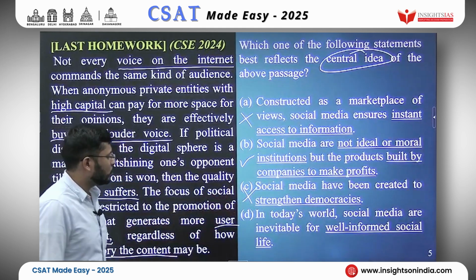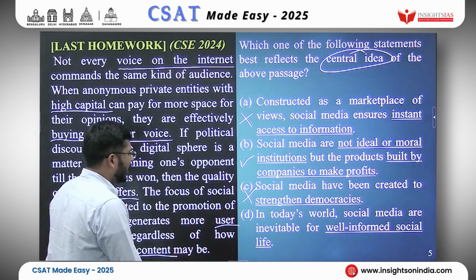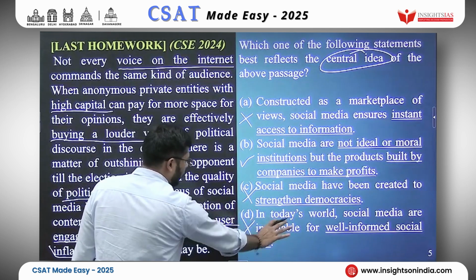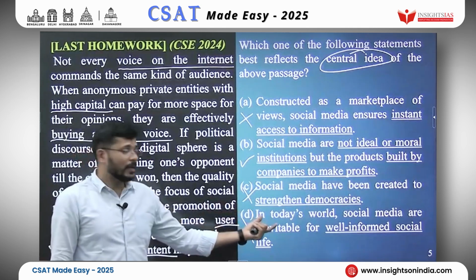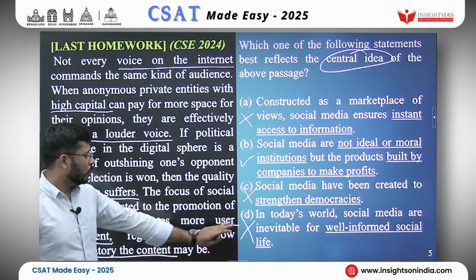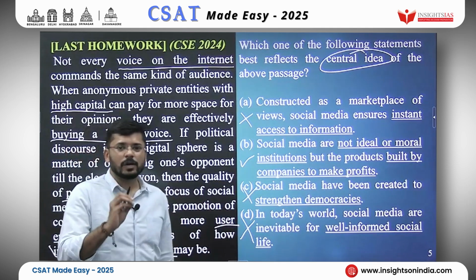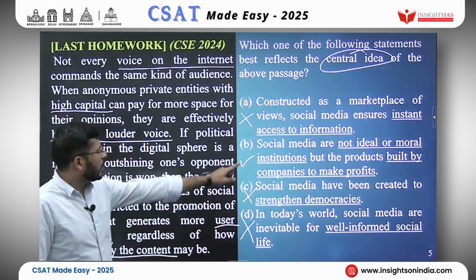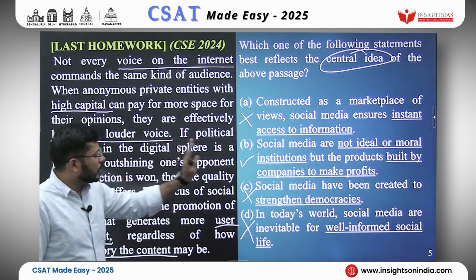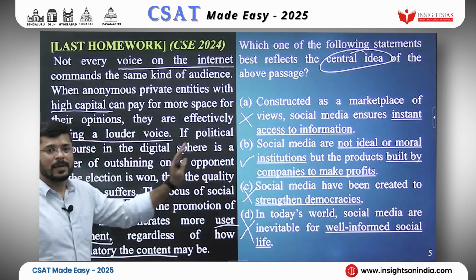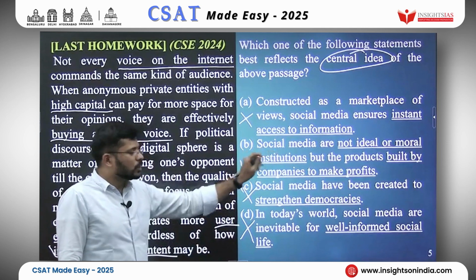Look at the last option. In today's world, social media are inevitable for a well-informed social life. No, this is also talking as though social media are very much necessary for an informed social life. So options A, C and D are either neutral or positive towards social media. Option B is the only one which is disapproving of social media, and that is our option by the elimination method. Also, without using the elimination method, we can choose this one as the right answer.